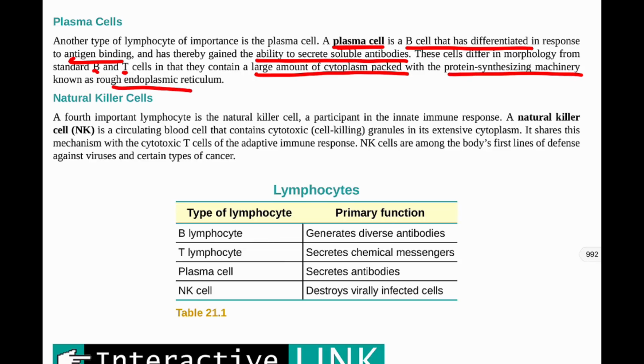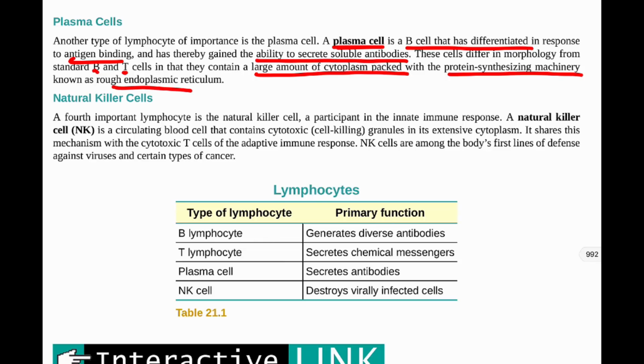Basically the function of the plasma cell is that once this undifferentiated B cell has found a pathogen, it turns into a plasma cell. Then the plasma cell is going to use its protein synthesizing machinery to make lots more of these antibodies to send out and then find more pathogens.